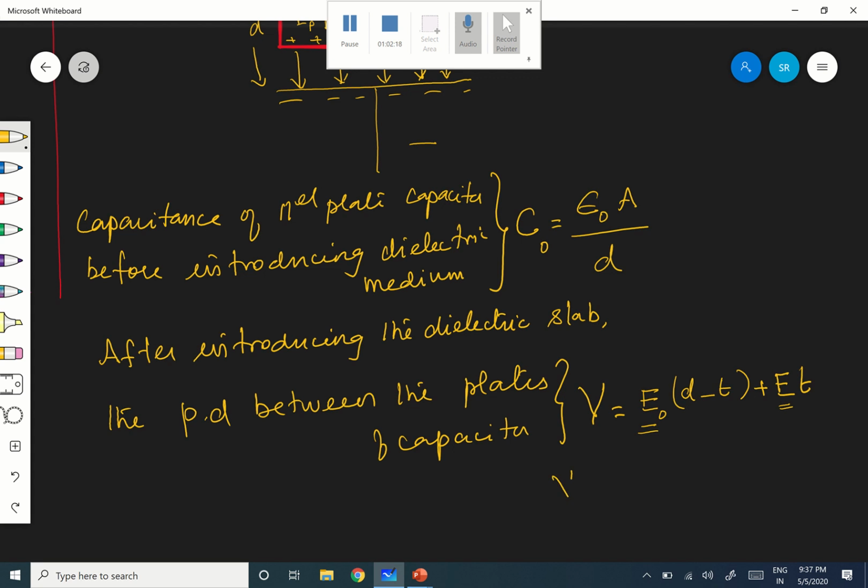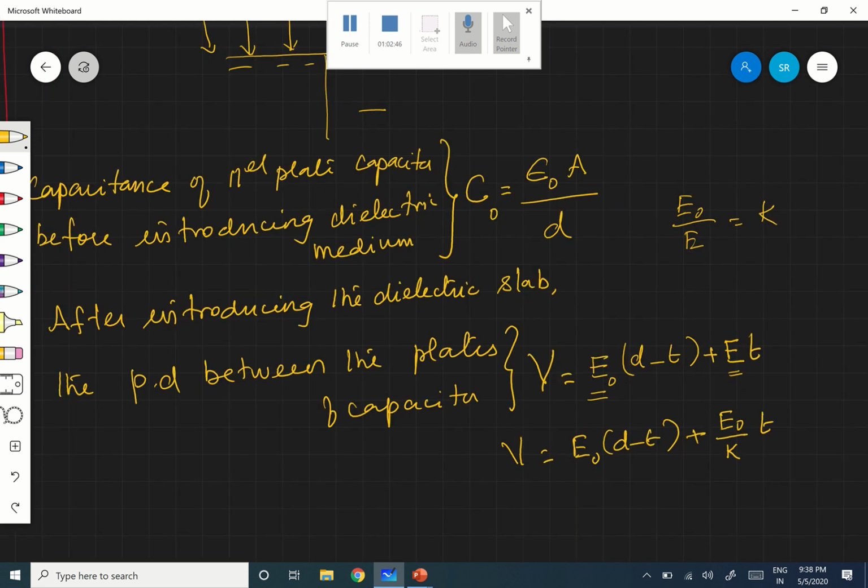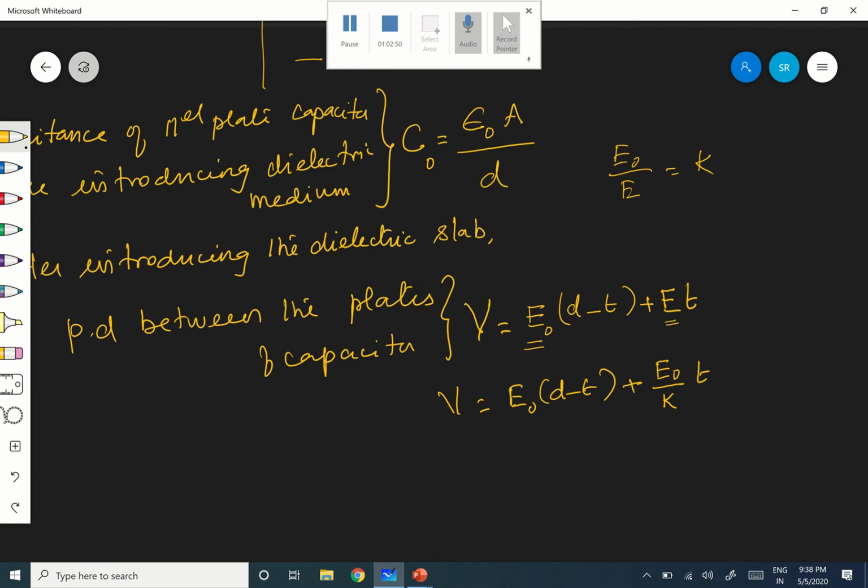Therefore, your V is nothing but E naught into D minus T plus E into T. You know that E naught by E is equal to K. Therefore, E can be written as E naught by K. I want to express it in terms of the external applied field, so E naught by K into T. What is K? K is the dielectric constant of the medium, of that slab that is introduced. Therefore, V is equal to, if you take E naught out, E naught times D minus T plus T by K. Correct?